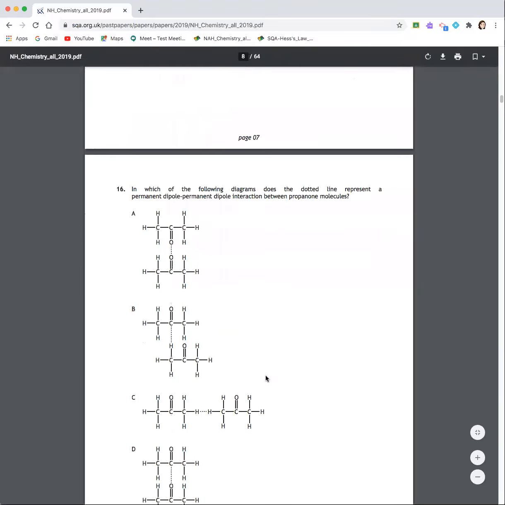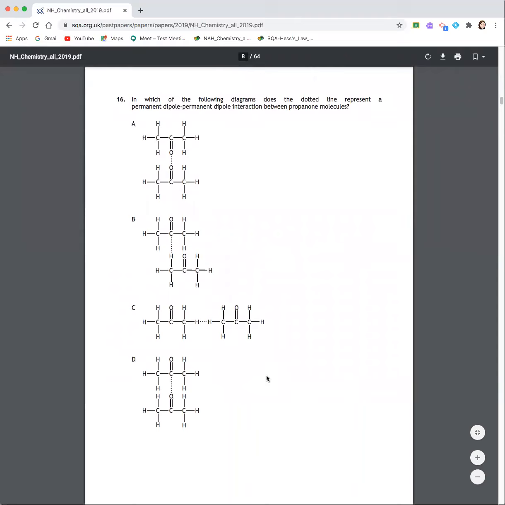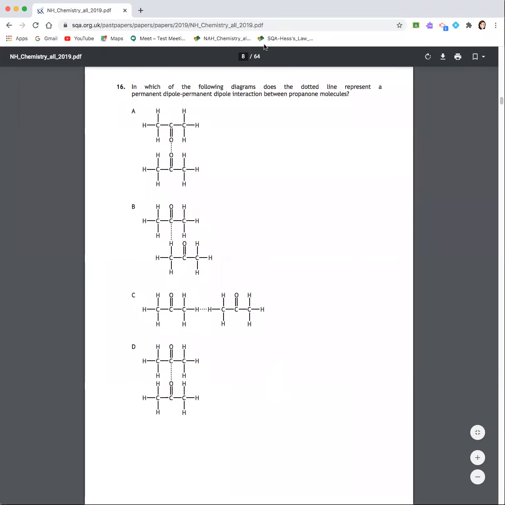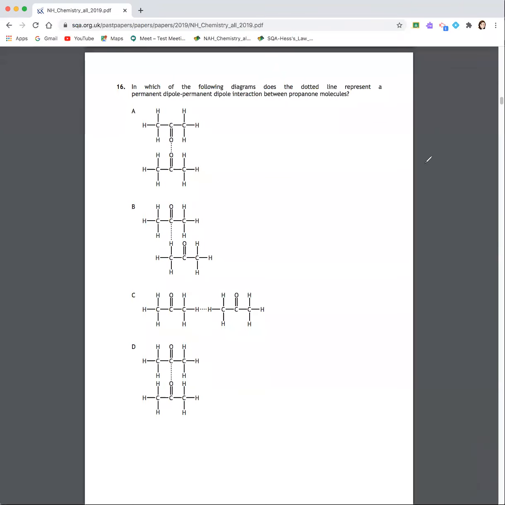So then, question 16. Which of the following diagrams does the dotted line represent a permanent dipole interaction between propanone? So I find it useful to label the polarities on the carbonyl here. So the carbon's less electronegative, so it's delta plus, the oxygen is more electronegative, so that's delta minus. So we'll label them all. You can usually ignore hydrocarbon regions because they are always symmetrical, so the dipoles will always cancel out. So I would only ever really label things that aren't hydrocarbon.